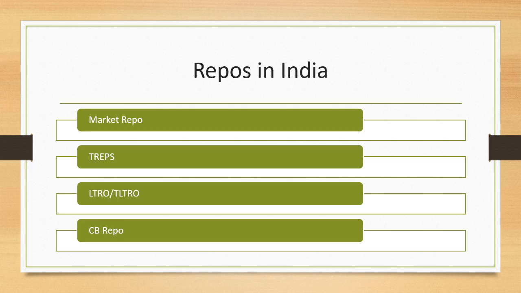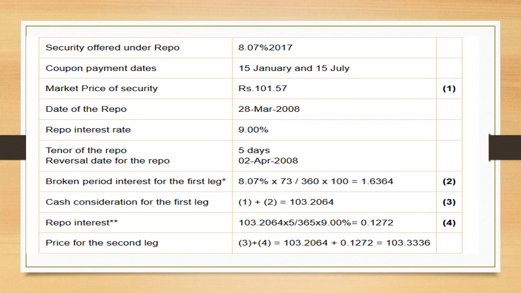So as I told you, when the repo transaction is being done, okay, you will see that the repo transaction typically flows like this. So here is the security on which repo is being done, which we can see here very clearly. So this is the security on which the repo is being conducted. That is the point that we need to know. There is a coupon payment date, which is 15th January and 15th July. This is the price of the security on which repo is being done, and this is the date of repo.